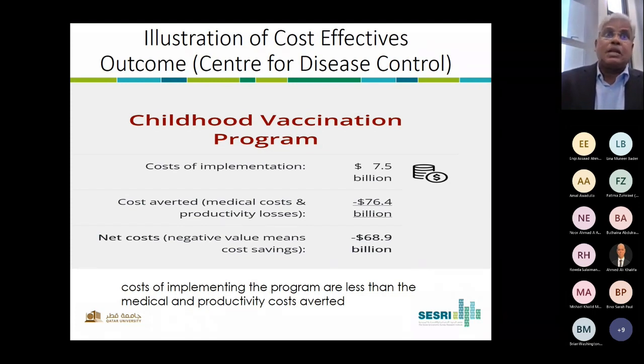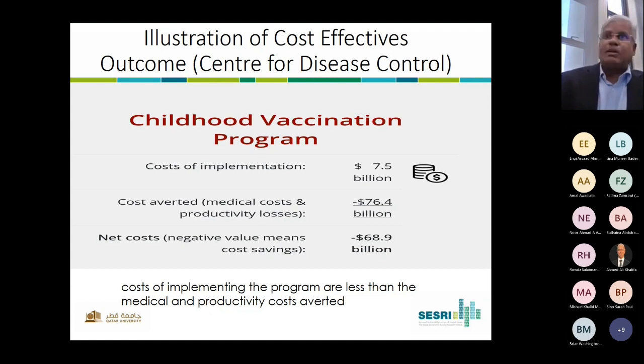This is an illustration which I took from the calculations of the Centers for Disease Control, Atlanta, from one of their articles. So for the global childhood vaccination program, what is the childhood vaccination program? You all know children under 1 year need to be vaccinated against BCG, polio 1, 2, 3, and many other vaccinations. There are at least 4 or 5 essential vaccinations to be completed.